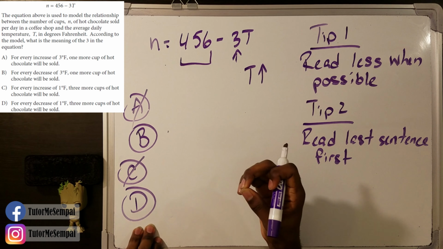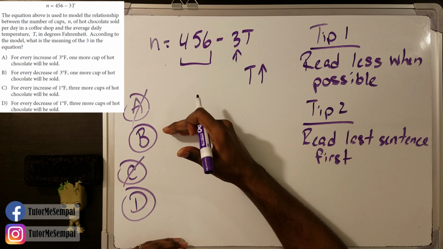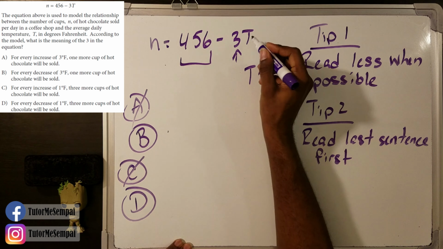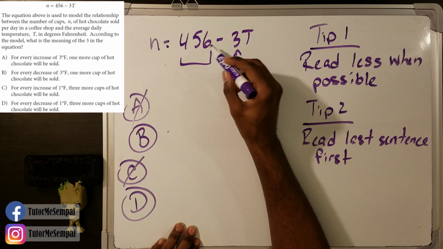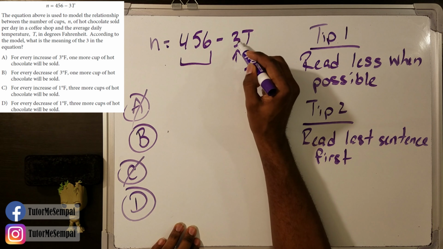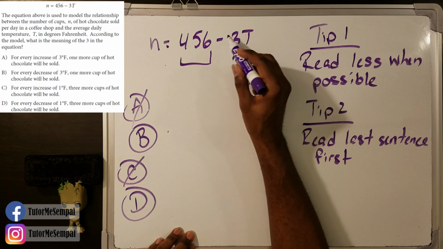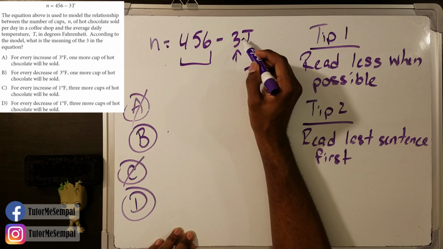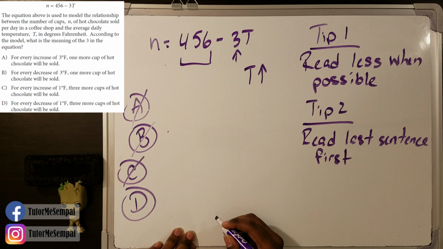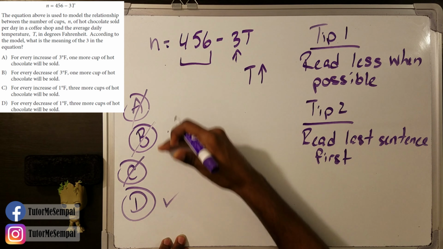So with all of that information, we can actually answer this question. For every decrease of 3 degrees, we're going to sell 1 more hot chocolate. Well, that doesn't seem to be the case here. If T is going to decrease by 3, yes, we're going to sell more, but it seems like we're going to sell way more than just 1 cup, right? If we go from 3 to 0, for instance, we're going to go from subtracting 9 to subtracting nothing. That's more than 1 cup. So it seems like B is out of here, which leaves D. And you can check your work if you want, but it seems like we've eliminated everything else.